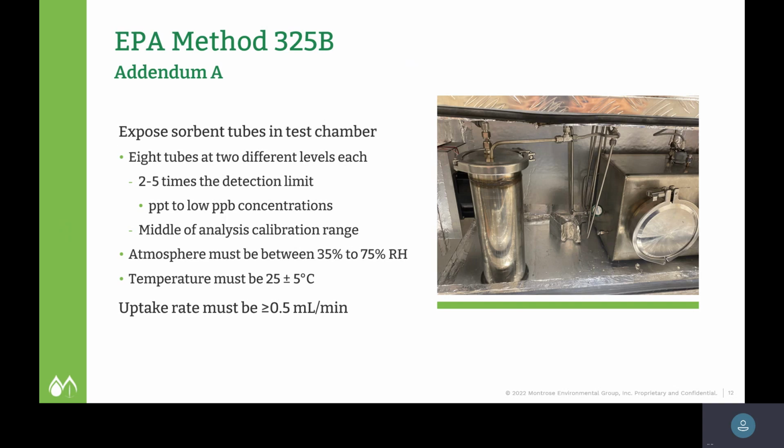The atmosphere in the chamber has to be between 35 to 75%, and the temperature has to be within plus or minus 5 degrees of 25. And then the final criteria for this to work is your uptake rate must be greater than or equal to 1/2 of a mil a minute. And we skip backwards to our sorbent selection question here. So your uptake rate is affected by back diffusion and the ability to reproducibly and completely get your compound off the tube, right? So it has to be suitable. So that's the final check there.